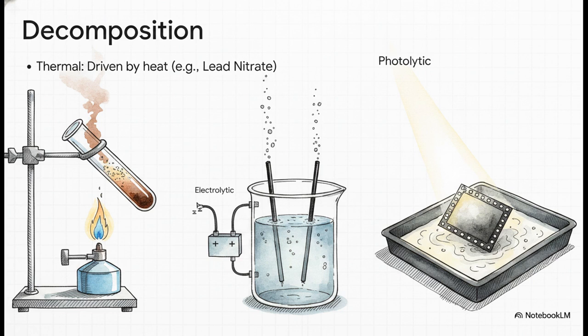We can use heat, like when we thermally decompose lead nitrate. We can use electricity to literally split water into hydrogen and oxygen gas. Or, and this is wonderfully cool, we can use light for photolytic decomposition. It is utterly fascinating that we can harness sunlight to break down silver bromide. In fact, that light-driven chemical reaction is the very foundation of old-school black and white photography.